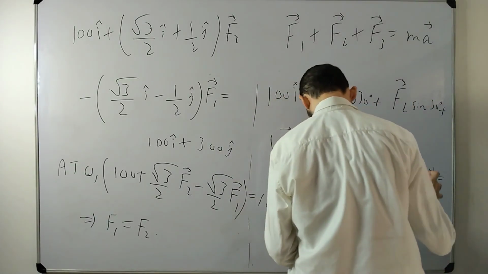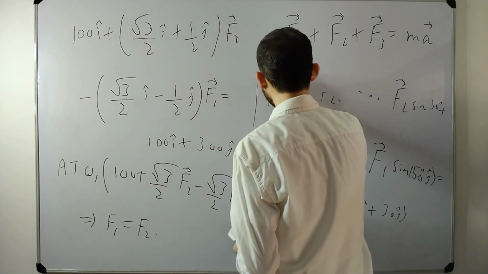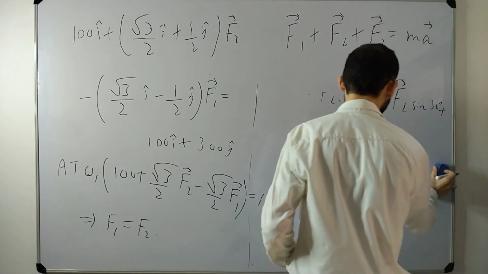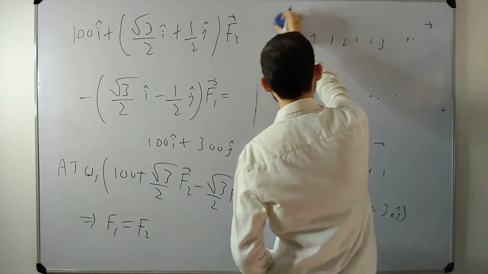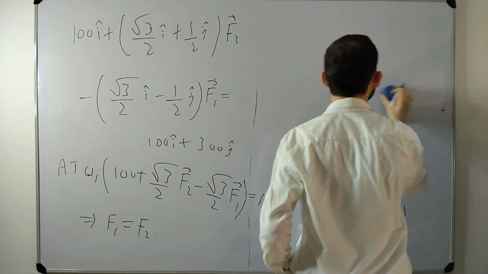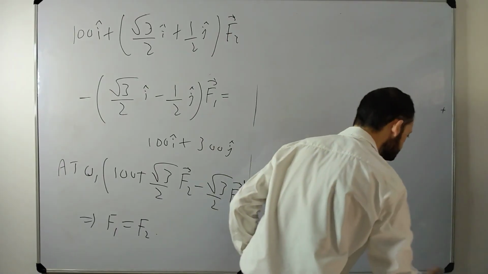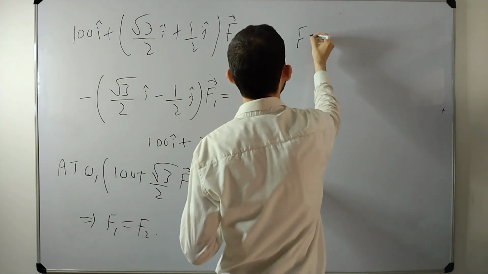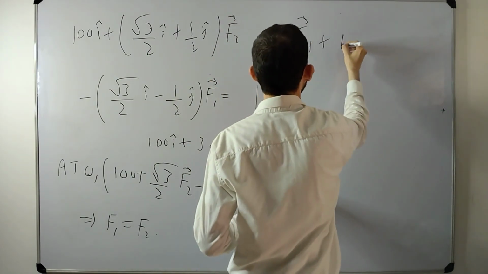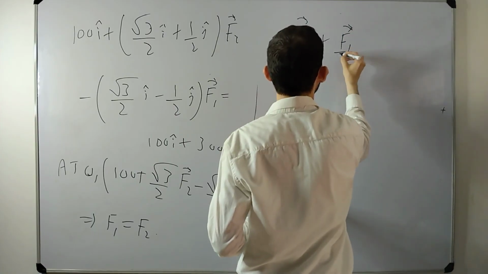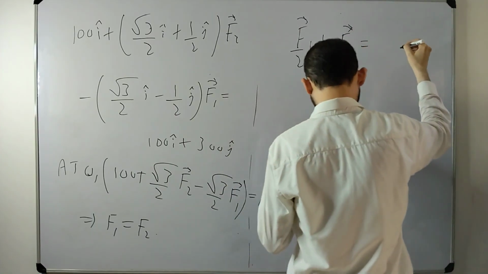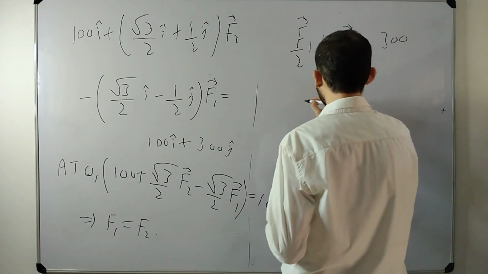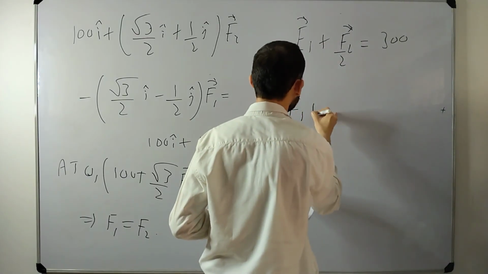Next part. Also, this is the x coordinate thing, na? In x coordinates, the value is 100. Now let's check the y coordinate. The y coordinate value is F1, F2 and this is 300 Newton. Right, students?